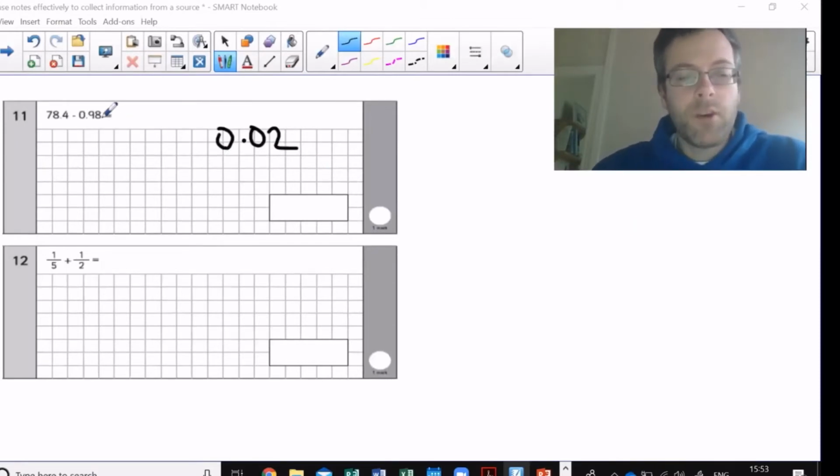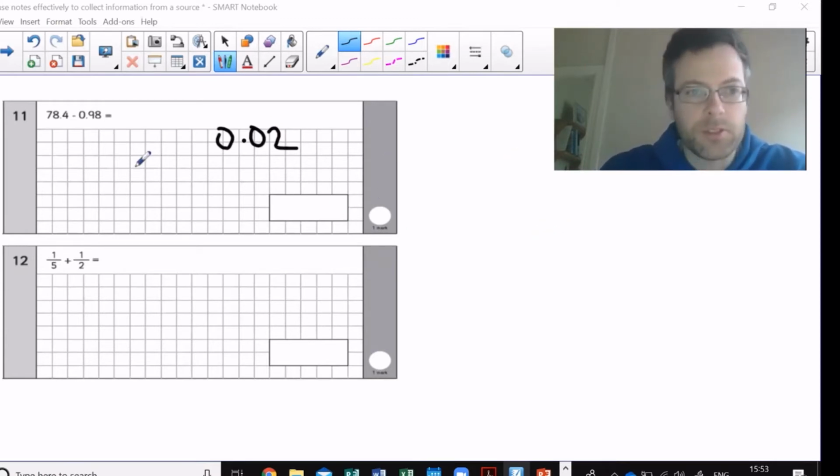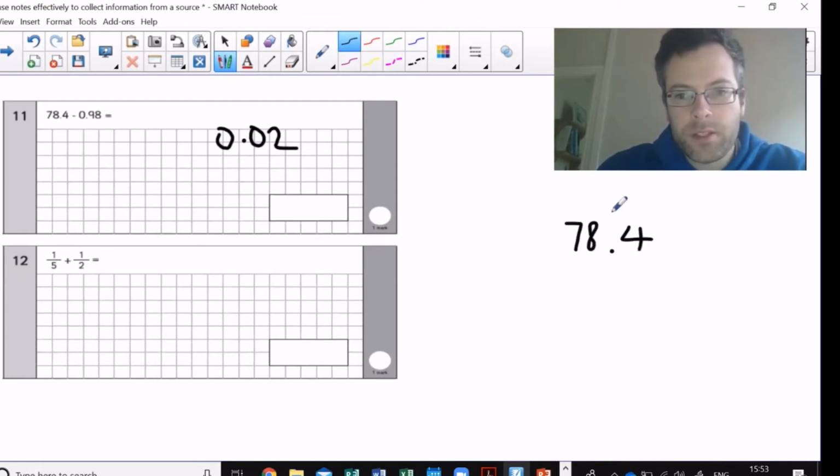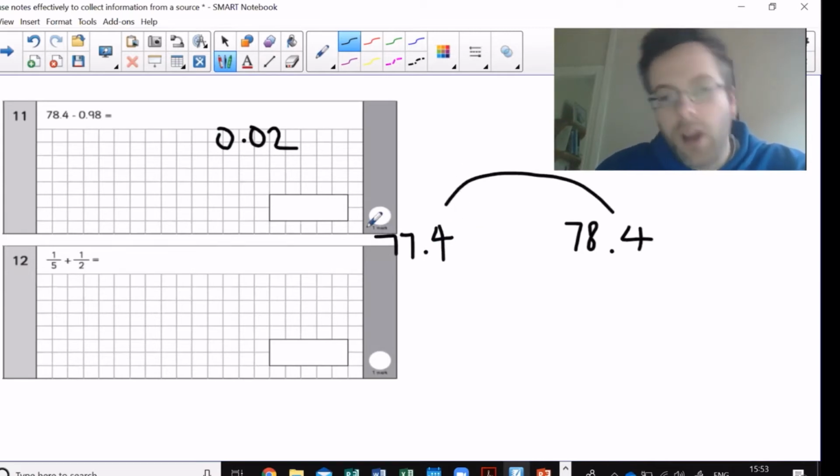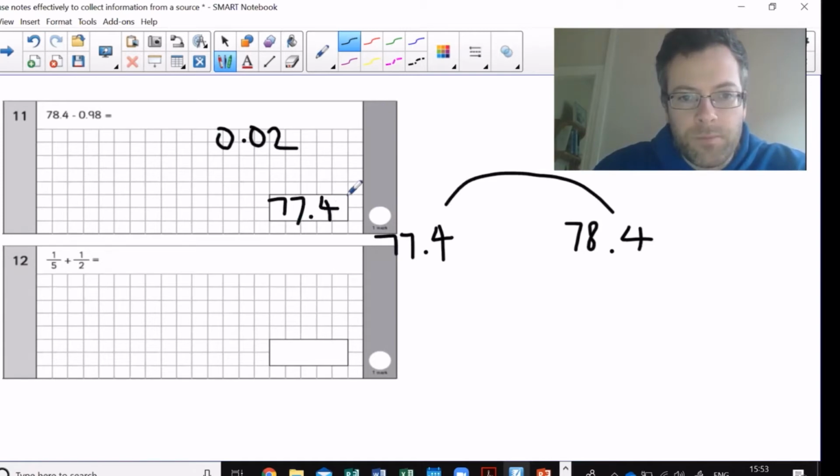Anyway, 0.98 is only a tiny little bit away from 1, and it's 0.02 away. So actually I'm going to take away 1 and then add that 0.02 back on. So I'm going to use 78.4, take away 1, which gets me to 77.4, and then I've got to add that 0.02 back on. So I end up with 77.42.